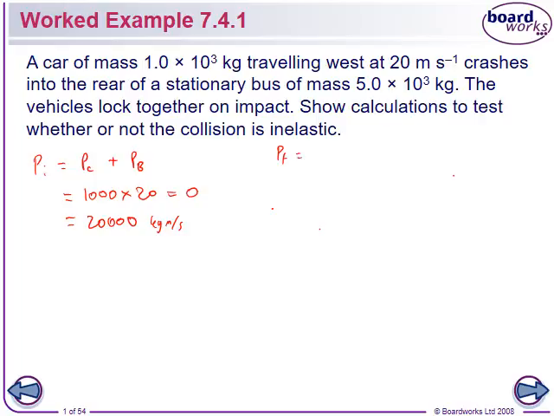What's the value of our final momentum? 20,000. So our final momentum is also 20,000. Now we can work out the speed of the objects after our collision from our momentum equation. Remember these things have locked together. What's their mass? 6,000. We don't know their velocity. So rearranging, their velocity is going to be 20,000, which is their final momentum, divided by 6,000. So what's that? 3.33.